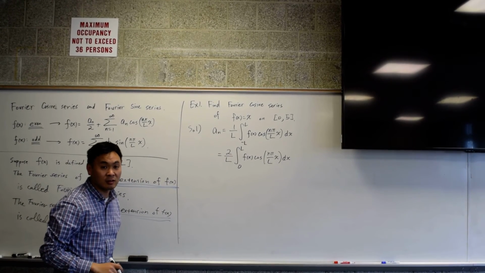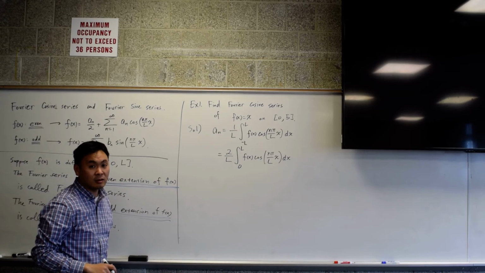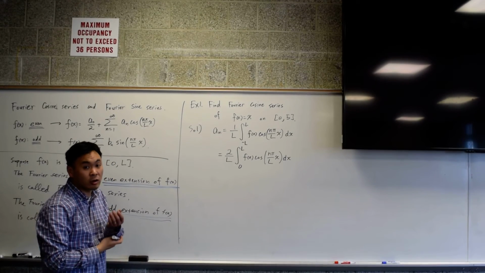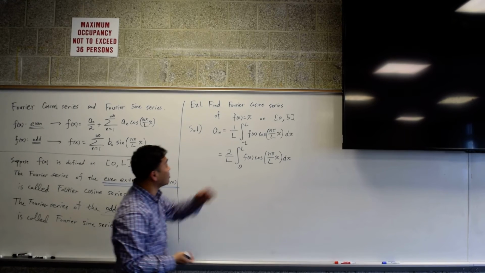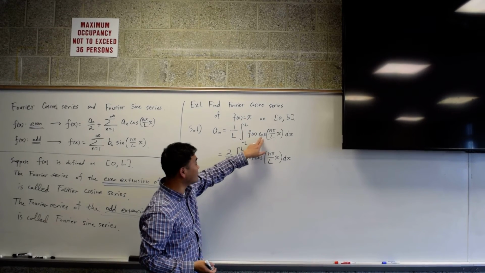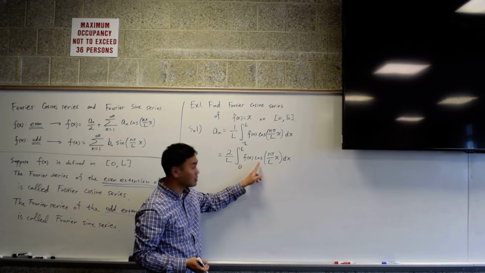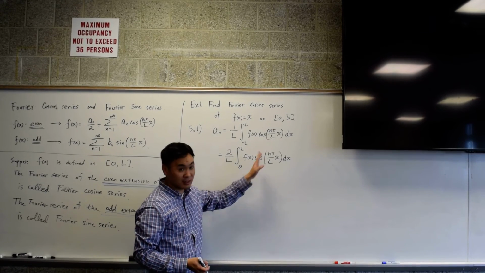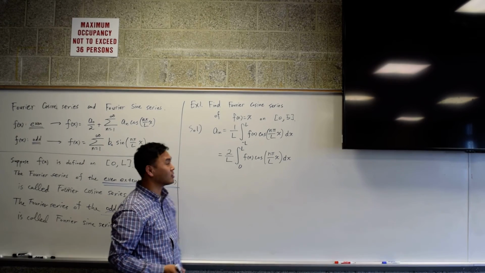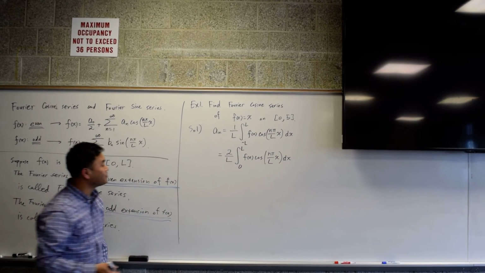Can you ever take an odd extension of an odd function, or is it always the opposite? No, I could have said find the Fourier sine series of this. Then instead of cosine, you'll be doing sine. It'll be 2 over L, integral from 0 to L of f of x sine n pi over L x dx.